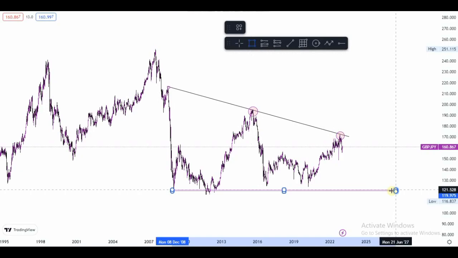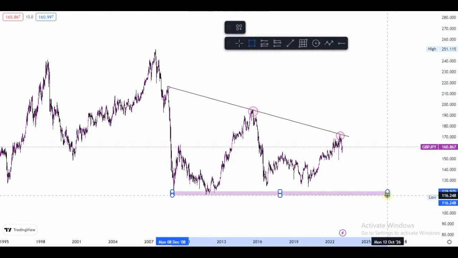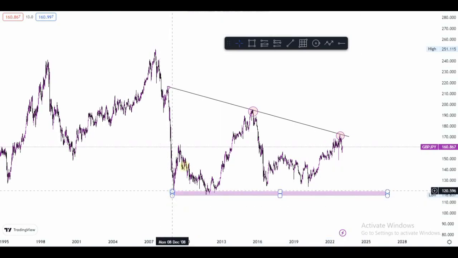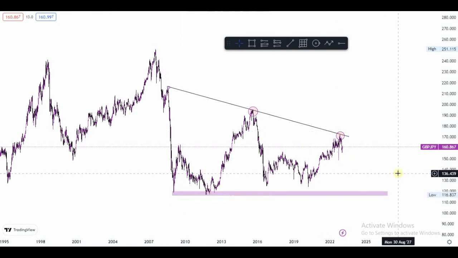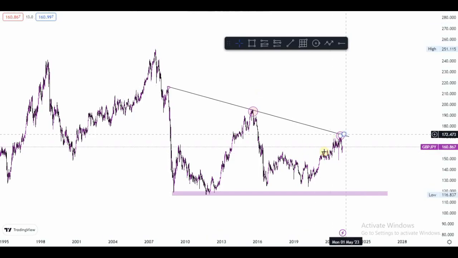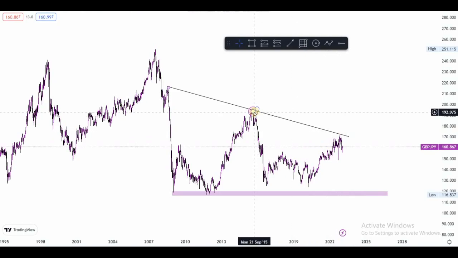Why do I say so? It's because over here you can see that we had a rejection, we went up, and also here we rejected multiple times. So this makes this level a very sensitive level. So on the weekly time frame, we're looking to sell GBPJPY. So right now we're just going to head over to the daily time frame and see what the market is showing us.